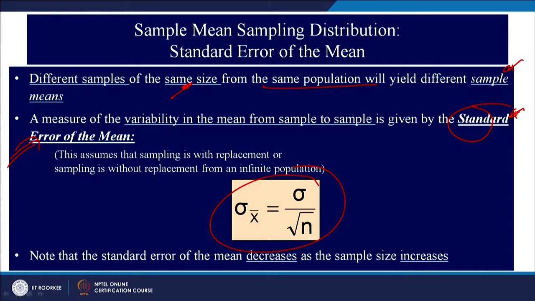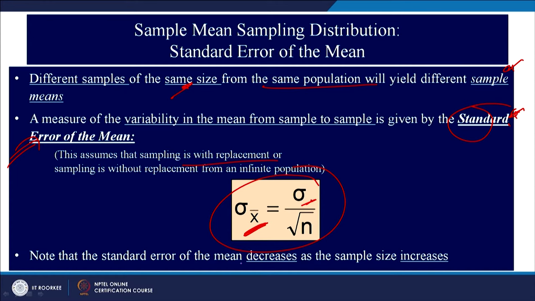So that we calculate by the standard error of the mean, right. And of course, this assumes that sampling is with replacement, or without replacement from an infinite population. So this is the relationship. Let us call this the standard error of the mean, which is equal to the standard deviation divided by the square root of n.